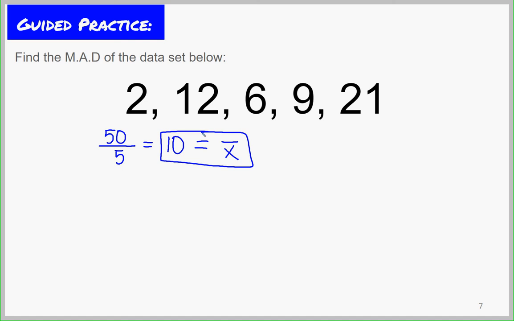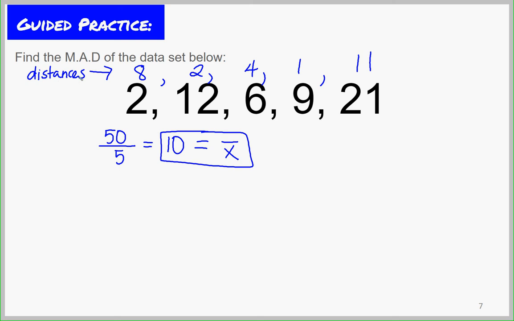Step 2, we're going to find the distances. I like to write my distances above my numbers up here. So again, we make sure that we hit every single one of them. So again, ask yourself, how far away is 2 from our mean of 10? 8 units. How far away is 12 from 10? 2 units. 6 from 10? 4. 9 from 10? And 21 from 10? 11. So there are our distances.